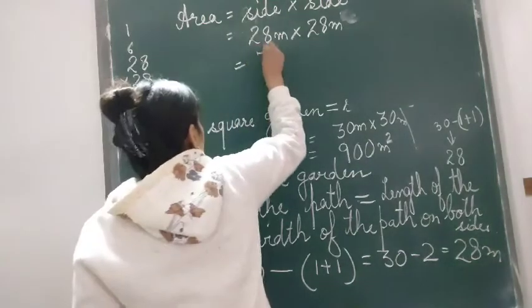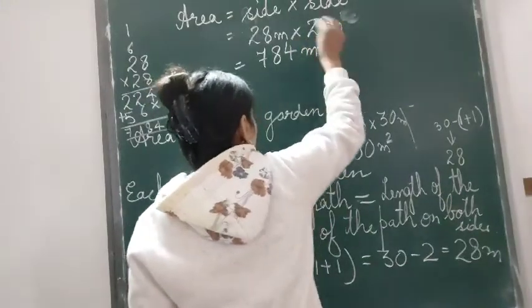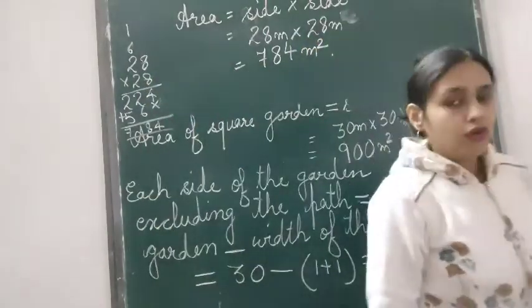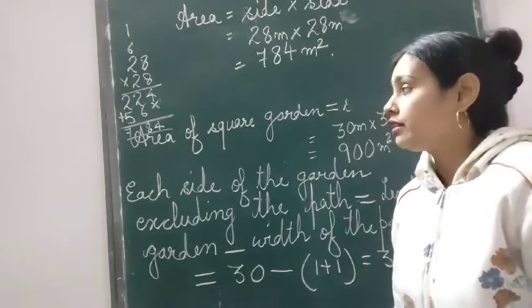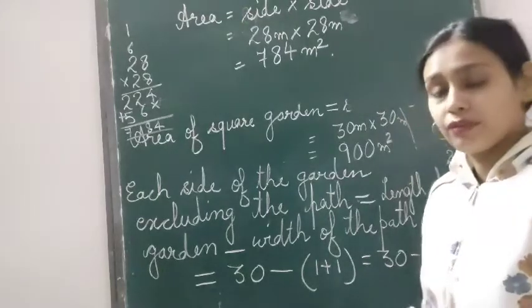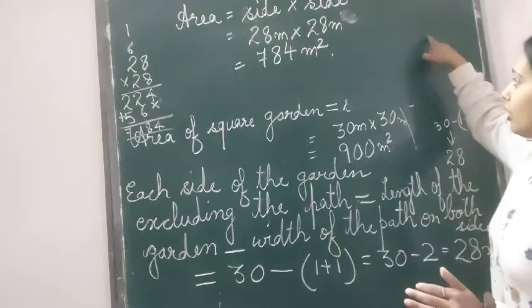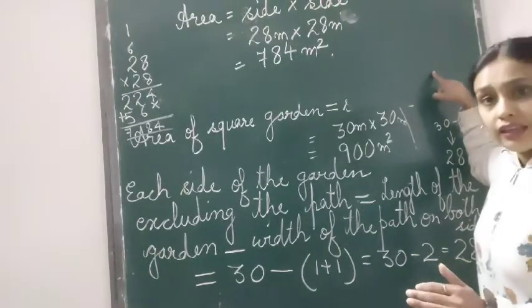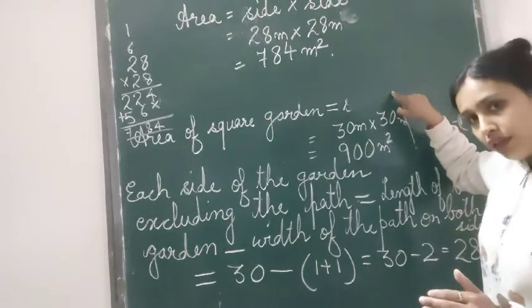So it is 784 meter square. Now we have to find what? We have to find the area of the path. So to find the area of the path children, we will remove the area of the inner garden, yes, from the total area of the garden.